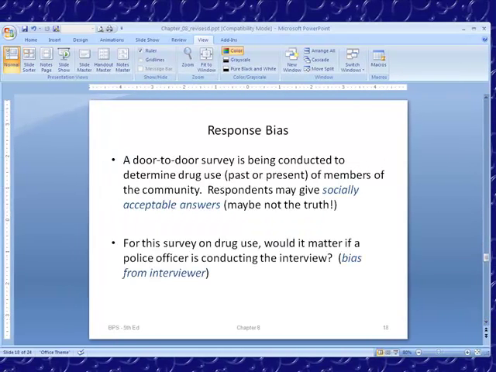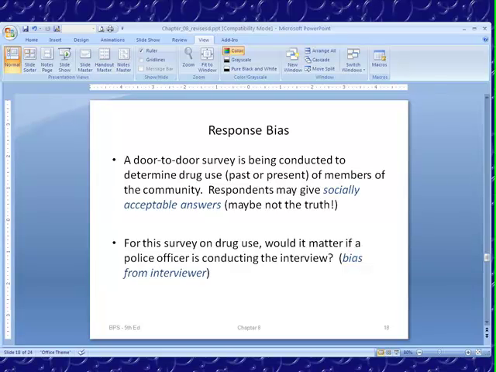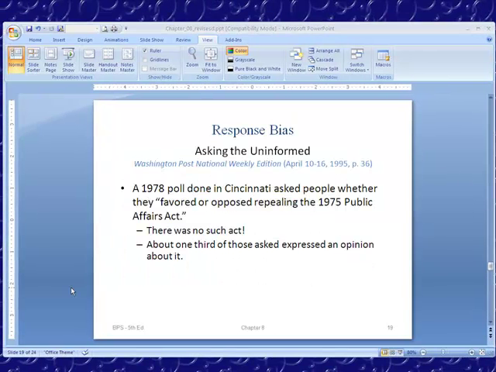A door-to-door survey is being conducted to determine drug use, past or present, of members of the community. Respondents may give socially acceptable answers, which can sometimes not be the truth. And let's think, if a policeman came to the door, what do you think about that, conducting that particular interview? So there the interviewer might have a very big part in how the interviewee answers. And these are quite interesting.